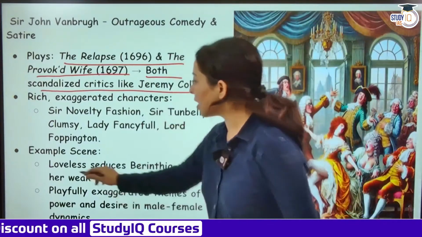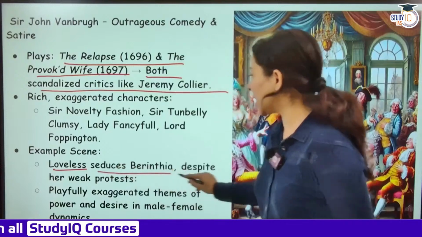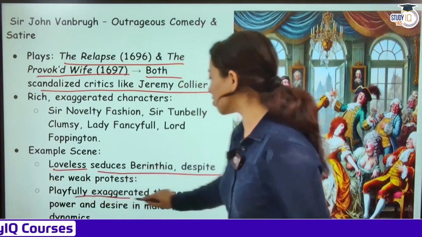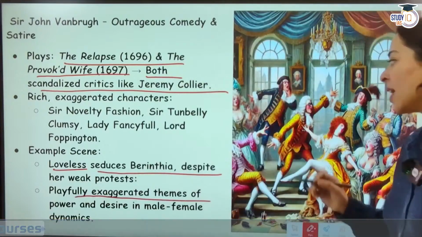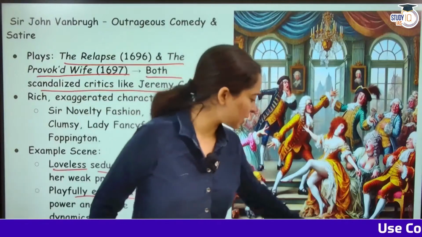An example scene: Loveless, a character whose name is Loveless, seduces Berinthia despite her weak protest, and it playfully exaggerates themes of power and desire in male fashion dynamics. Okay, so you can look at this slide.